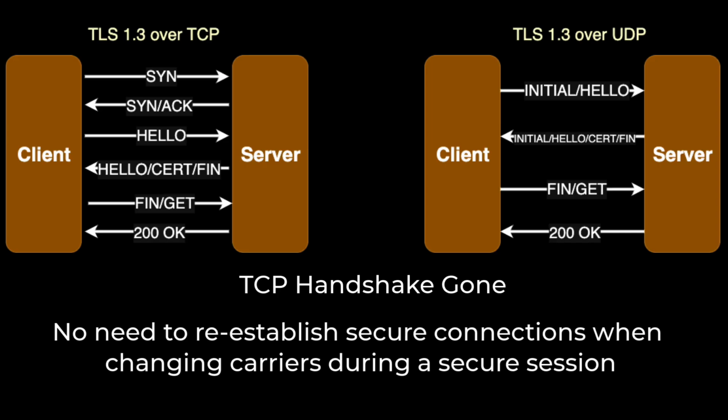Inside a single QUIC connection, apps can open many independent streams. If one packet goes missing, only the affected stream waits. Everything else keeps flowing. QUIC also supports connection migration using stable connection IDs, so a device can switch IPs or networks and continue the same encrypted session without starting over.